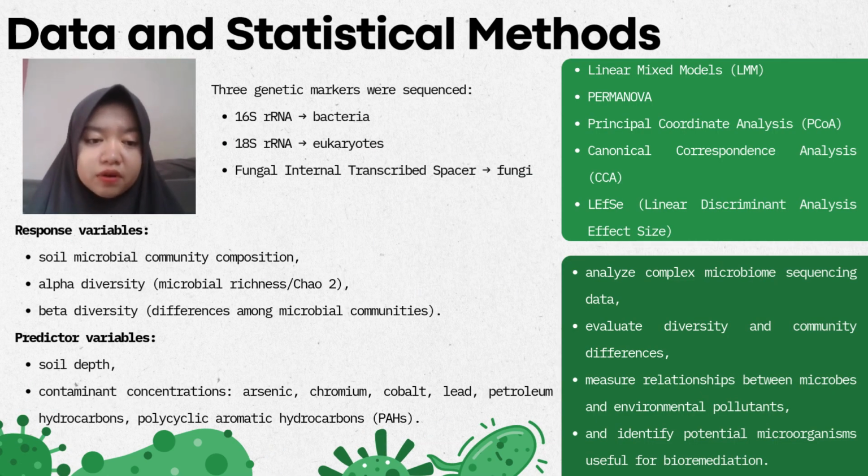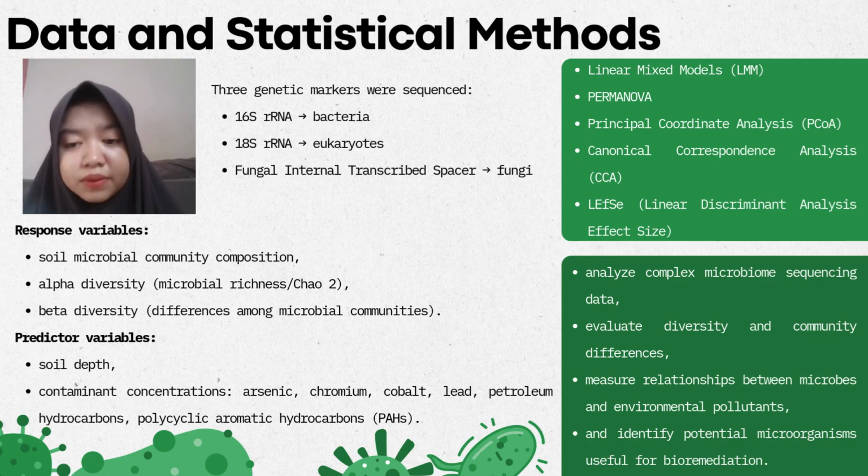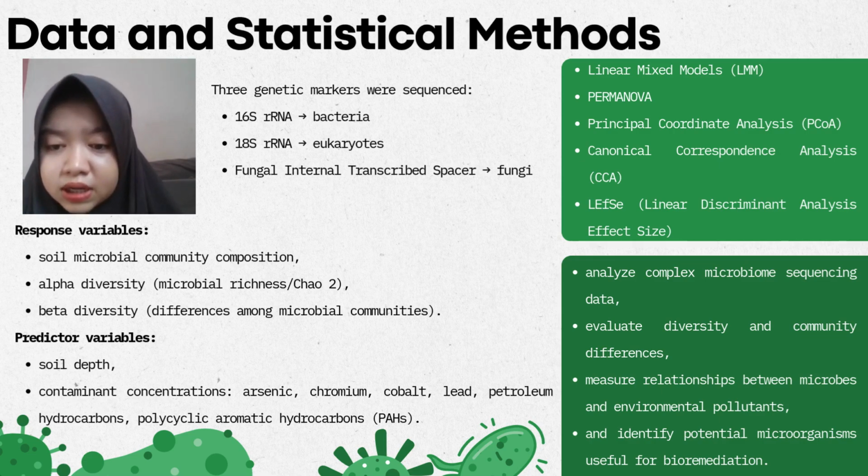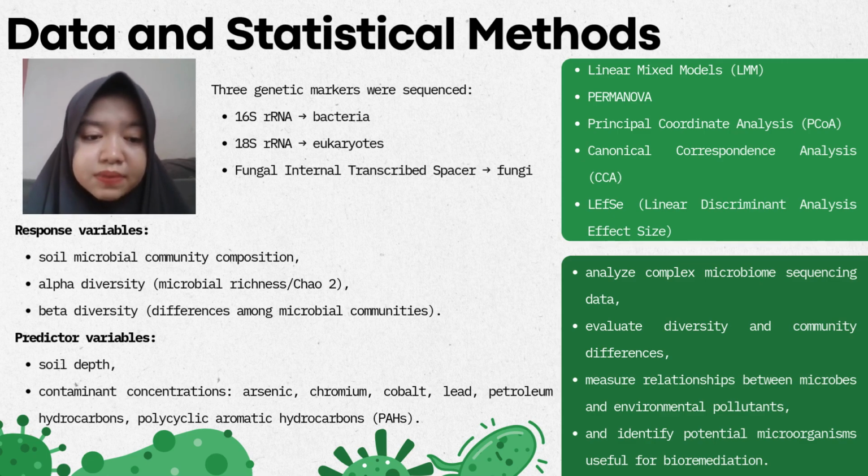The study used environmental DNA metabarcoding with three genetic markers, 16S rRNA for bacteria, 18S rRNA for eukaryotes, and ITS for fungi. A total of 55 soil samples were collected from 5 depths. The researchers analyzed microbial diversity and community composition using linear mixed models, PERMANOVA, principal coordinate analysis, canonical correspondence analysis, and linear discriminant analysis effect size. These methods help identify the relationship between microbial communities and soil contaminants.